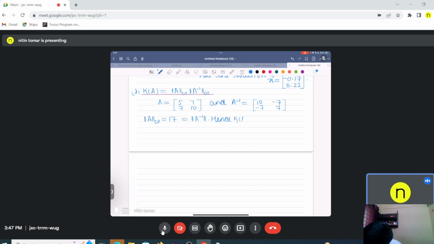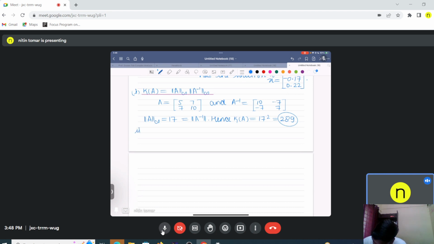So hence the condition number is, I think, 17 square, so what is 17 square? Okay, I think it is 289. Yes, 289. So the condition number is very large. So we should expect a great relative error.